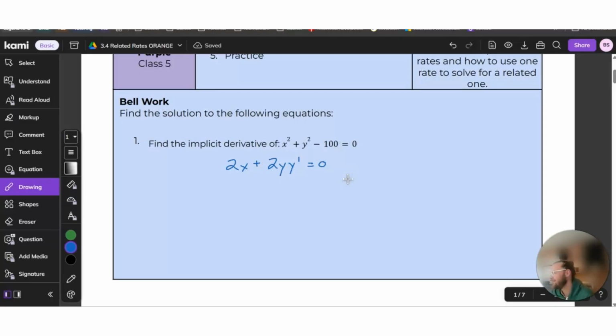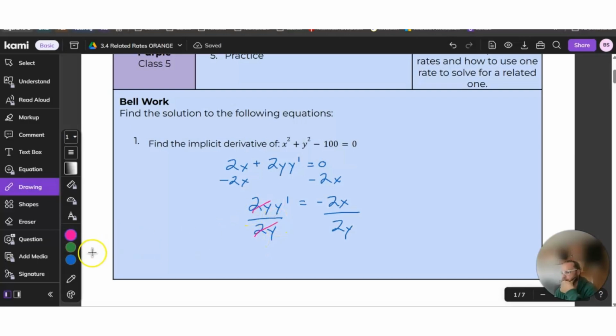What do I do next? You're solving for y prime. How do you move over the 2x? Minus 2x. So I got 2y prime equal to negative 2x. What's my last step? To isolate the y prime. So, how do we get rid of 2y? Minus 2y? Can't minus it because they're multiplied. Divide. I have to divide it. There we go.